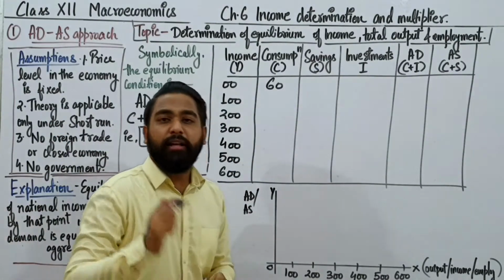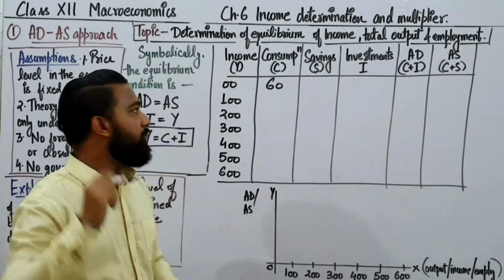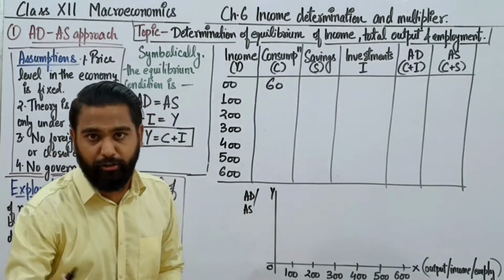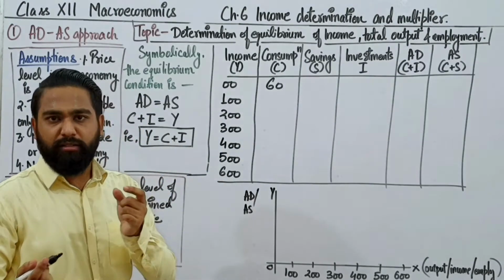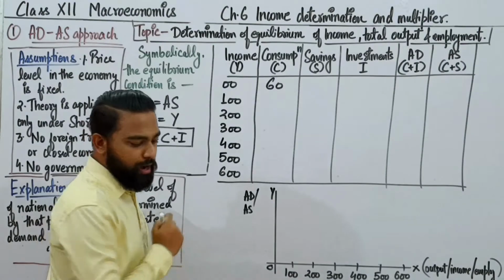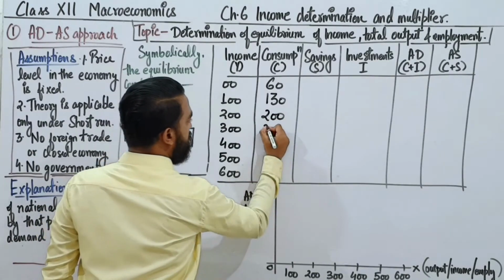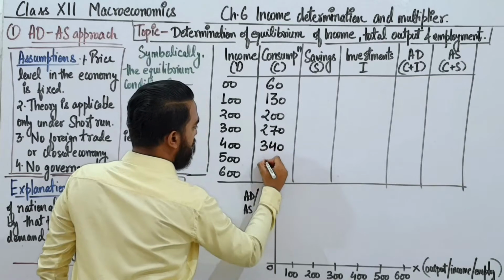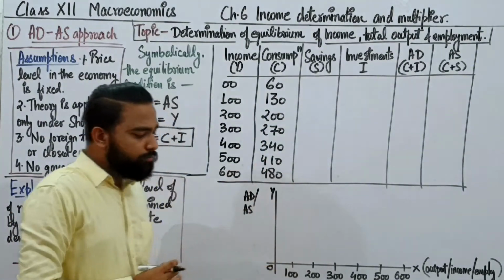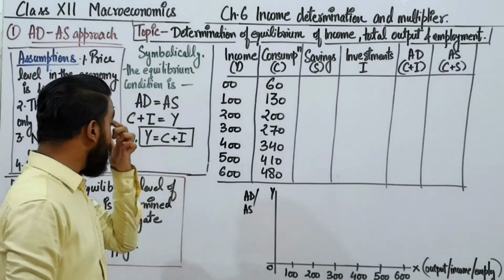Now, you already know that consumption increases at a constant rate. The graph is linear because it increases at a constant rate. So I am going to increase the consumption according to the income level at a constant rate. I am taking 70, so there is an increase in consumption every time by 70. 70 plus 60 is 130, 130 plus 70 is 200, then 270, 340, 410 and 480. These will be your consumptions. Now, you have to make two things and the rest you can do by yourself.